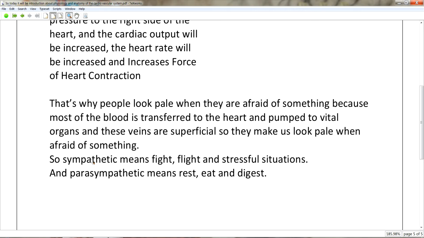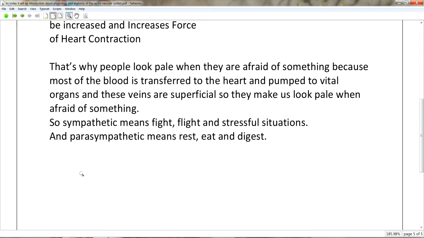That's why people look pale when they are afraid of something: most of the blood is transferred to the heart and pumped to vital organs, and these superficial areas lose blood, so we look pale. So sympathetic means fight, flight and stressful situations, and parasympathetic means rest, eat and digest.